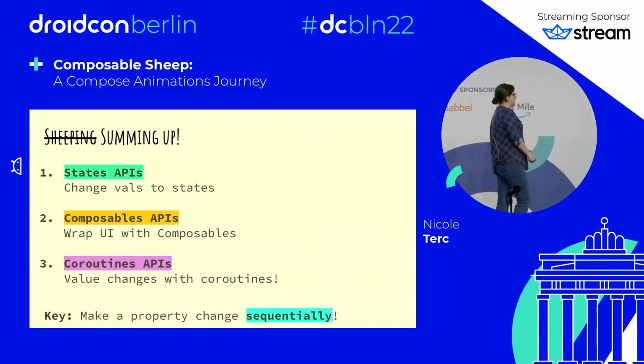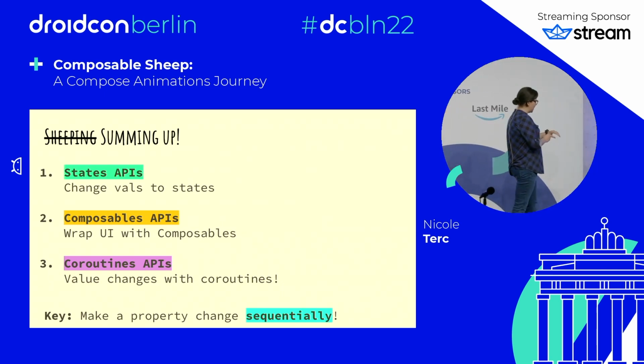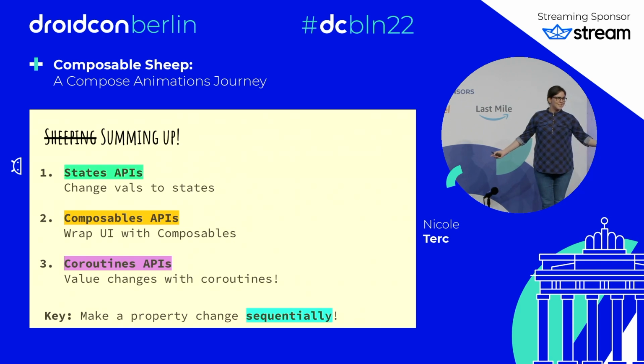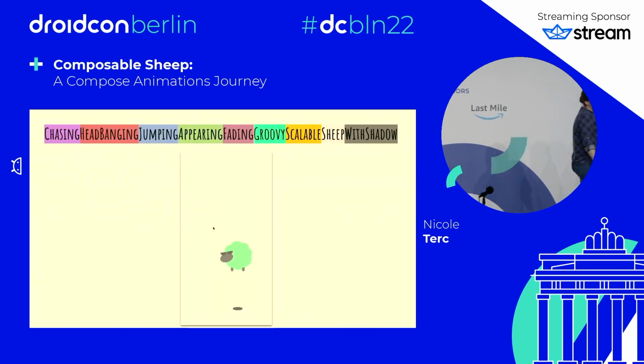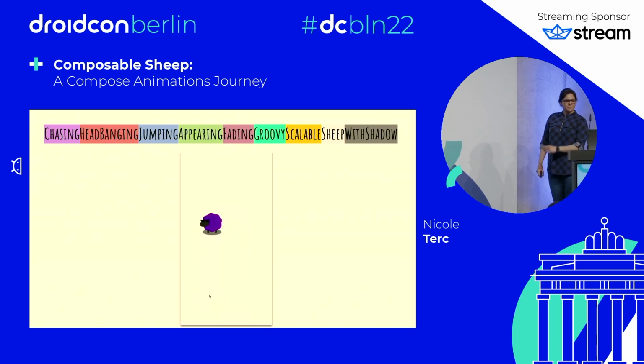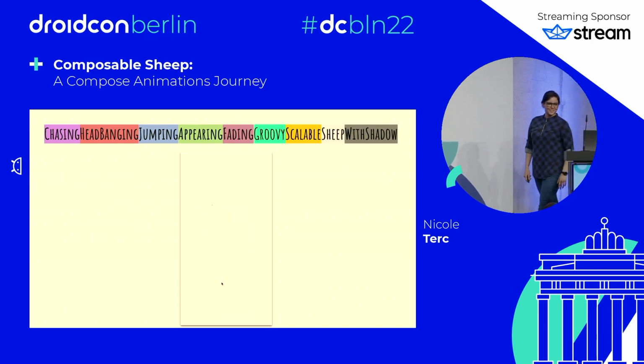And of course, there's nothing stopping you from grabbing all of these things that you already knew and create your own chasing, headbanging, jumping, appearing, fading, groovy, scalable chip with shadow.